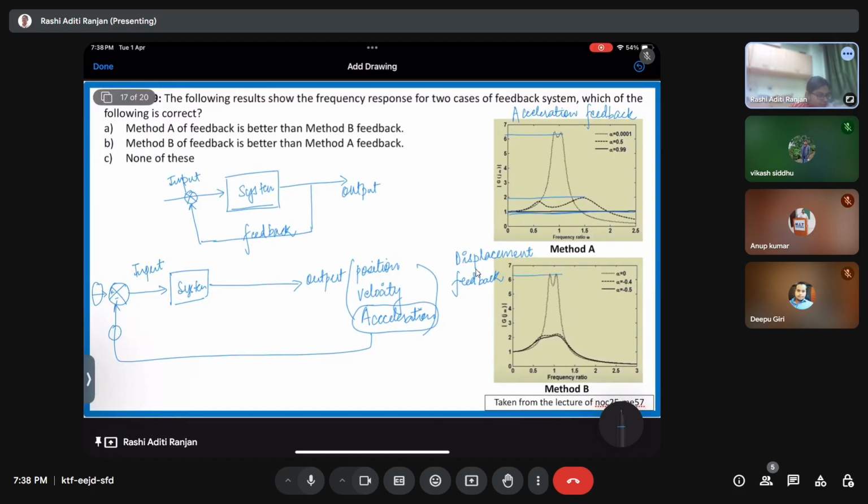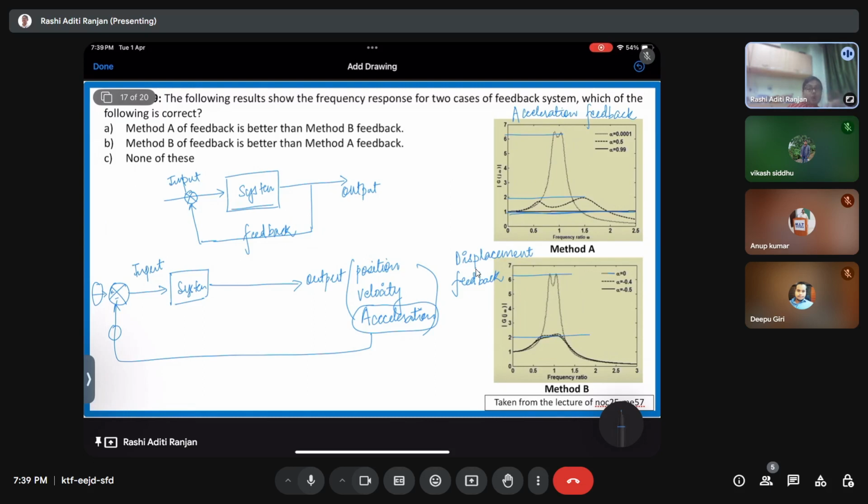For alpha 0, again, I have a significant amount of amplitude. Here you can see, it is almost similar to what I got for the lower value of alpha for the acceleration feedback. But for displacement feedback, when I take alpha 0.4 or 0.5, the response is quite the same. The variation is now not that much, right? It is still having some good amplitude for the resonance condition, right?